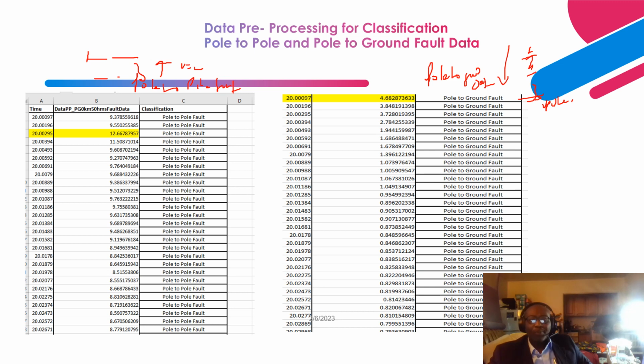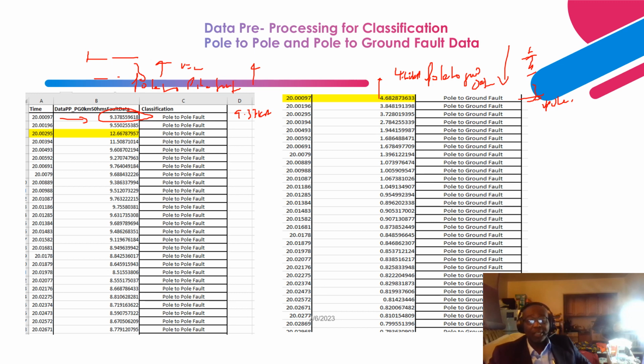Comparably, the pole to pole fault has a higher fault current than the pole to ground fault. As you can see over here, right at the onset of the fault, look at the pole to pole: 9.37 kiloamps. And for the pole to ground, 4.68 kiloamps. So that tells you the pole to pole fault gives you your highest fault current compared to a pole to ground fault.